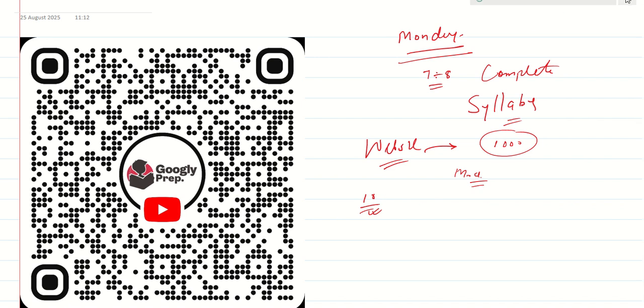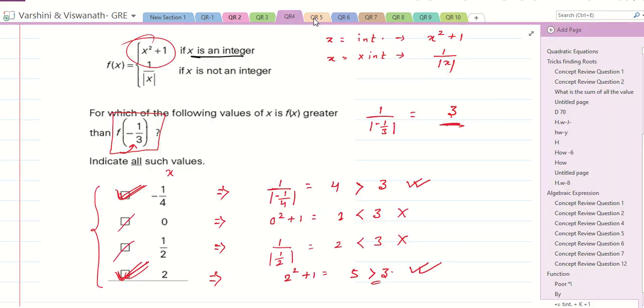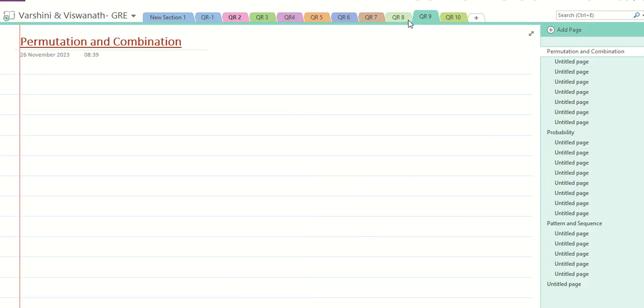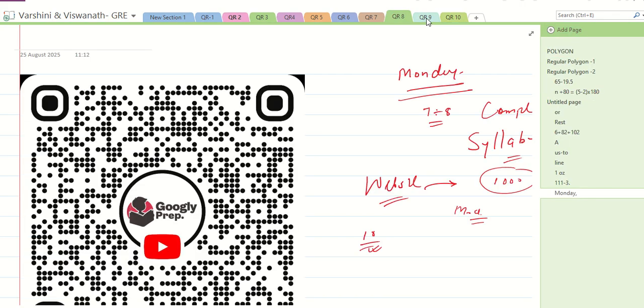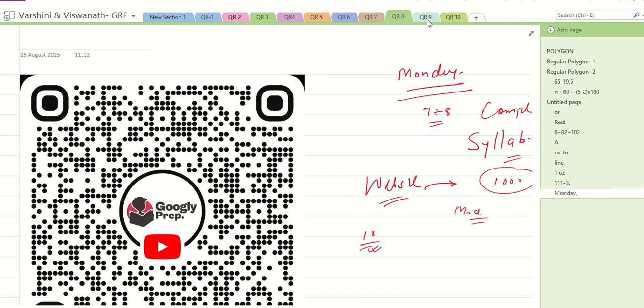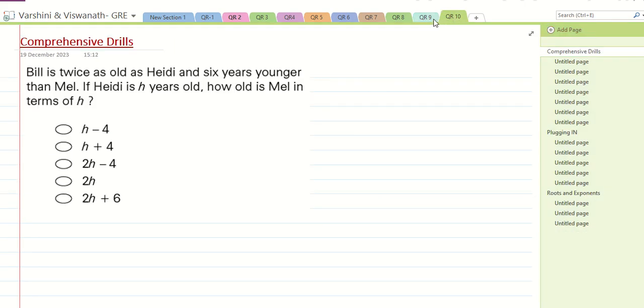I can share this one. This is all the notes. I will share it. So what is left out is combination and permutation, and that's all. Comprehensive drills. This is all together, all the divisions basically.